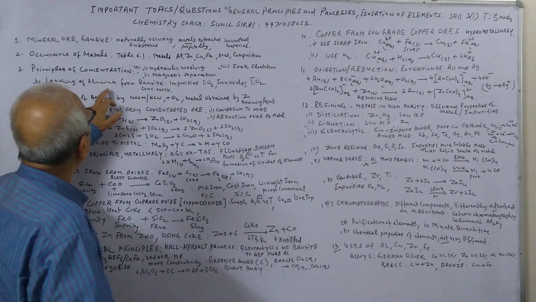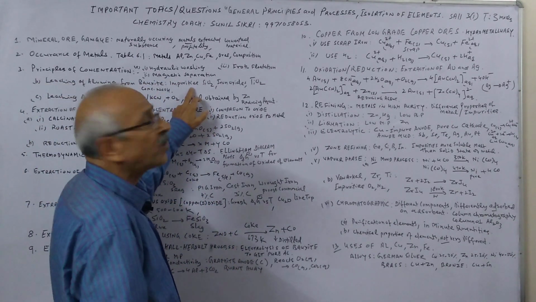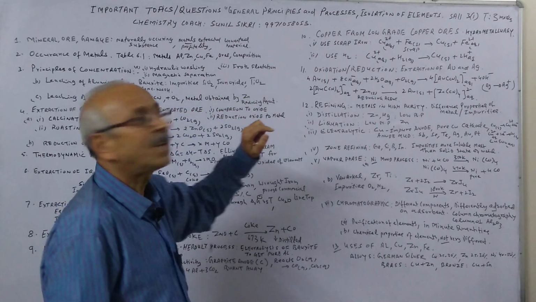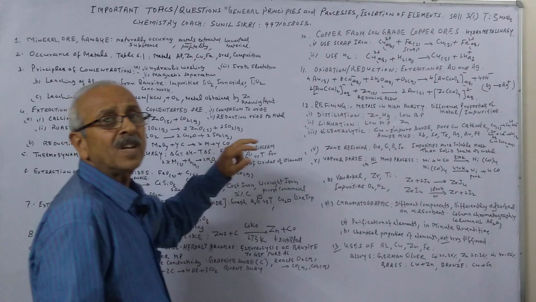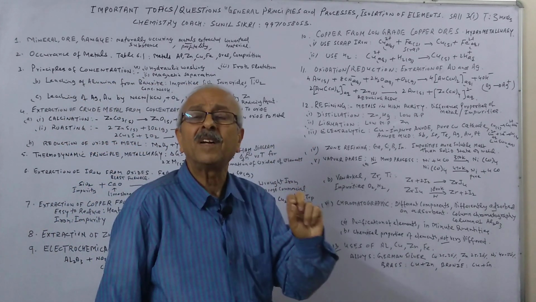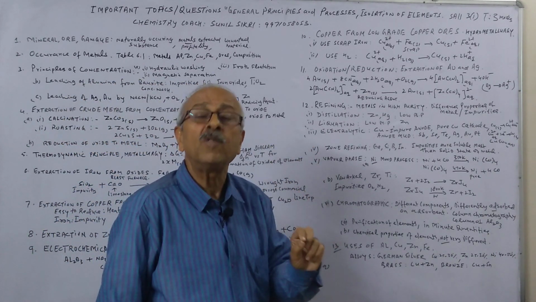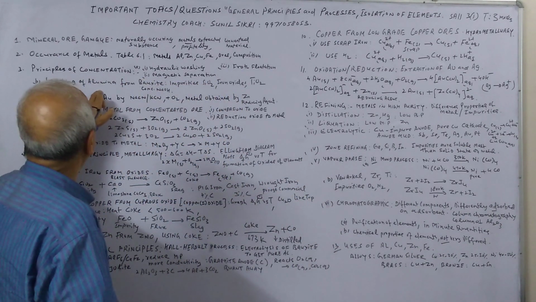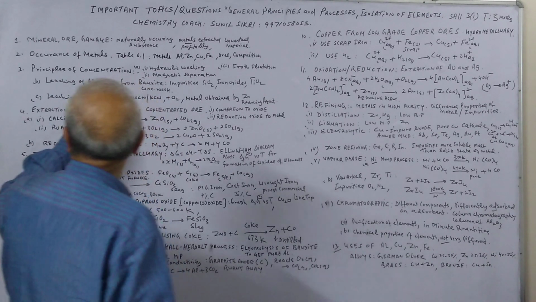The leaching of alumina from bauxite. Most of the bauxite contains impurities like SiO2, iron oxides and titanium dioxide. Concentrated sodium hydroxide is used. A complete method and equations are given in NCERT book. Important. Leaching of alumina is important. Please note down all the equations from NCERT book.